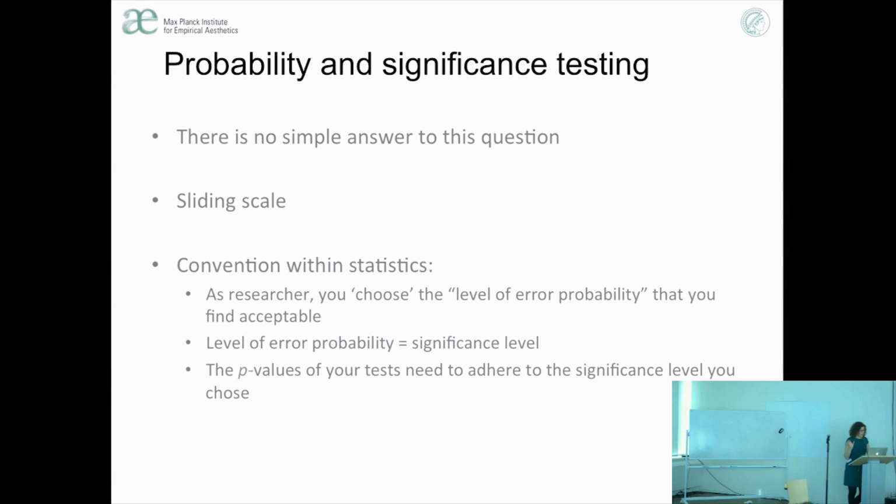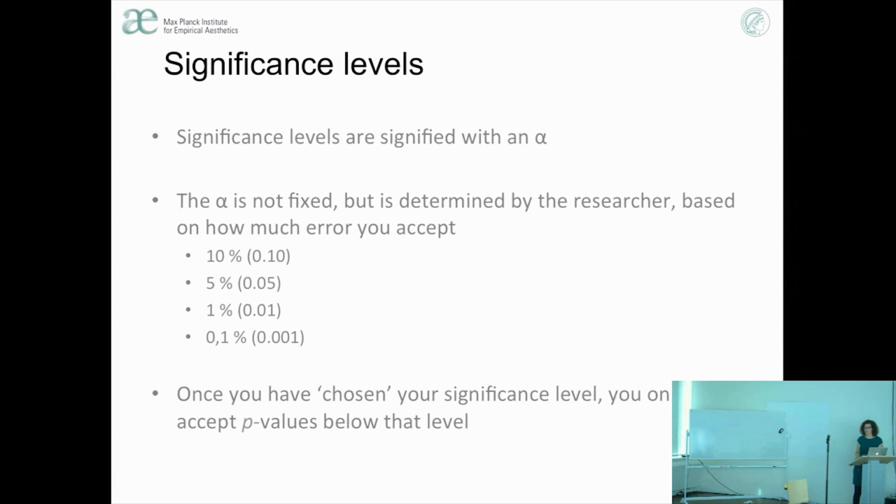We call these error probabilities significance levels. Significance levels are always signified with an alpha in statistics. Like I said, the alpha is not fixed, it's determined by the researcher.